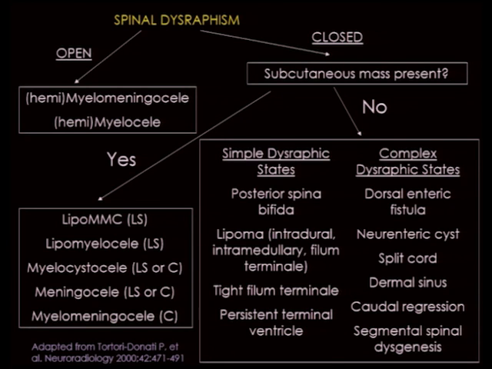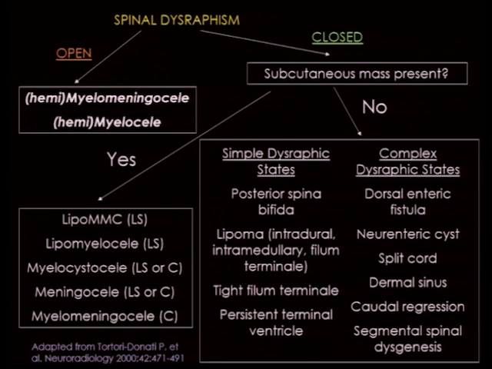First, is it an open spinal dysraphism? Meaning literally, is it open to the air, or is it a closed spinal dysraphism? And so if it's an open spinal dysraphism, the only entities essentially that you're going to see are a myelomeningocele or a myelocele, or their rare hemi versions. Everything else is a closed spinal dysraphism. So by closed, meaning skin covered.